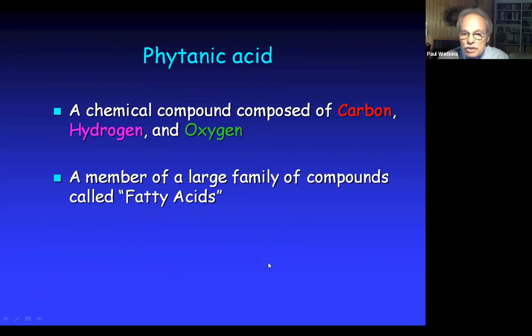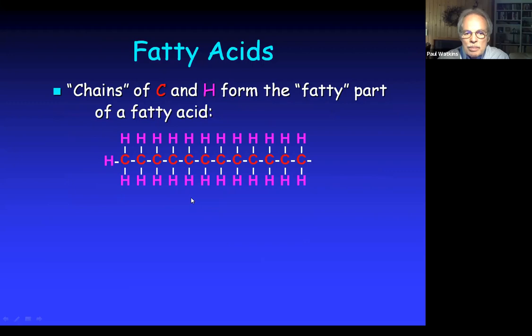Phytanic acid is also a chemical compound, and it's composed only of carbon, hydrogen, and oxygen. Phytanic acid is a member of a large family of compounds, which we call fatty acids. So we're going to talk about the fatty part of a fatty acid and then the acid part of a fatty acid separately. So chains of carbon and hydrogen form the fatty part of a fatty acid. As you can see in this illustration, a straight chain of carbon atoms linked together with hydrogen atoms surrounding them form the fatty part of a fatty acid.